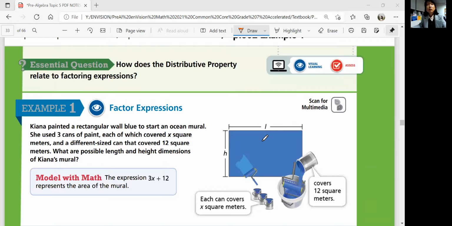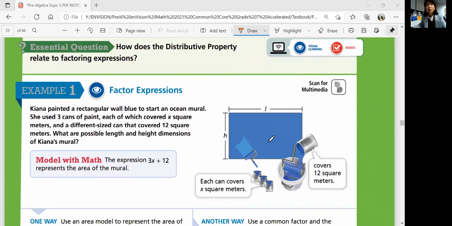Think about how the distributive property relates to factoring expressions. We ended our last lesson with distributive property. Let's think about factoring expressions. Kiana painted a rectangular wall blue to start an ocean mural. She used 3 cans of paint, each of which covered x square meters, okay? And a different sized can that covered 12 square meters. So they're talking about if it's a square meter, it's area, okay? What are possible length and height dimensions of Kiana's mural?